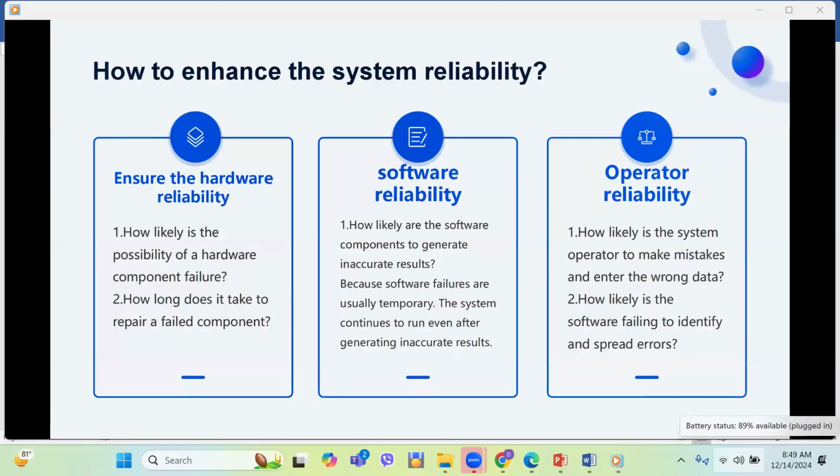Ensure the hardware reliability. How likely is the possibility of a hardware component failure? And how long does it take to repair a failed component? Software reliability. How likely are the software components to generate inaccurate results? Software failures are usually temporary. The system continues to run even after generating inaccurate results. Operator reliability. How likely is the system operator to make mistakes and enter the wrong data? How likely is the software to fail to identify and spread errors?